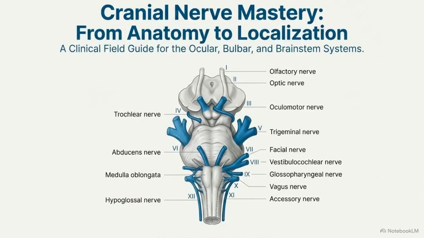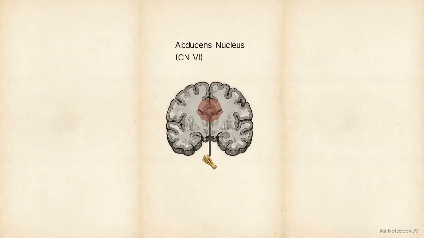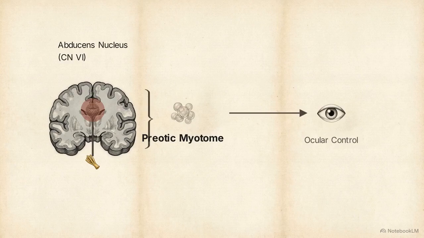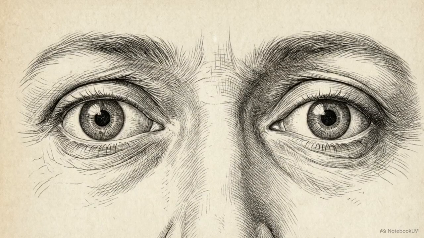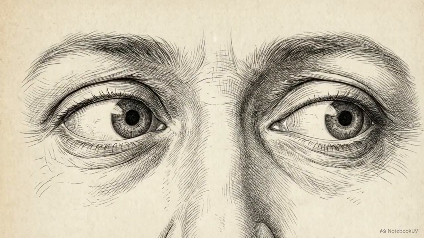Based on the topographical grid, this pontine lesion disrupts the exiting fascicles of cranial nerve 6. Because external roots point back to their internal source, this localizes the primary damage directly to the abducens nucleus. Applying our embryological rule, CN6 is a preotic derivative. Therefore, the resulting deficit will be strictly ocular. The patient will present with an inability to abduct the affected eye outward.